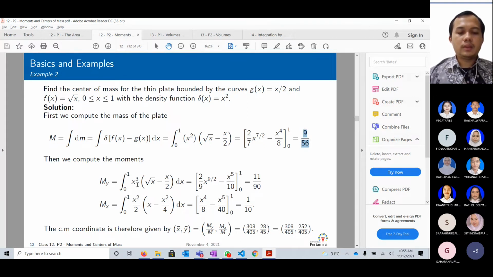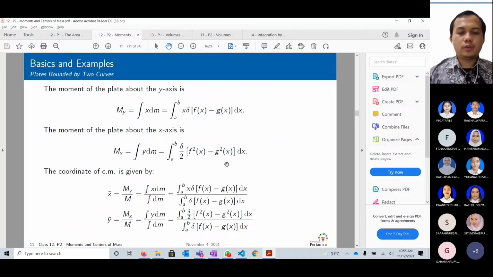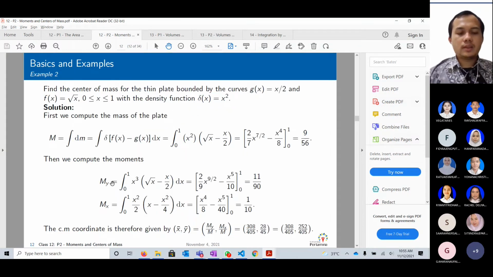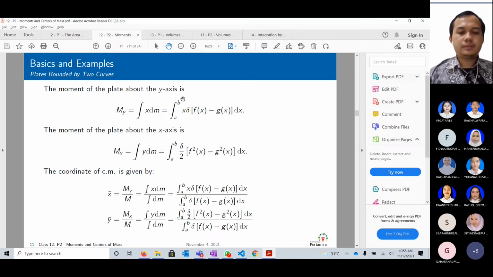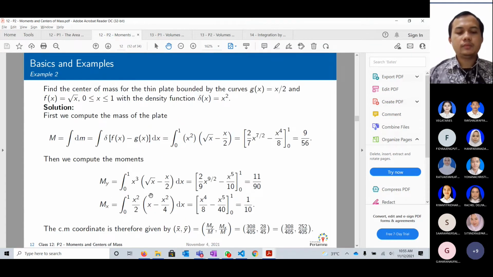And then we compute the moments using this formula. Moment about the y-axis, the top one, is 11 over 90, and moment about the x-axis is 1 over 10. That's why the center of mass coordinates are given by the moment about the y-axis divided by m for x bar, and the moment about the x-axis divided by m for y bar. For this example, any question?